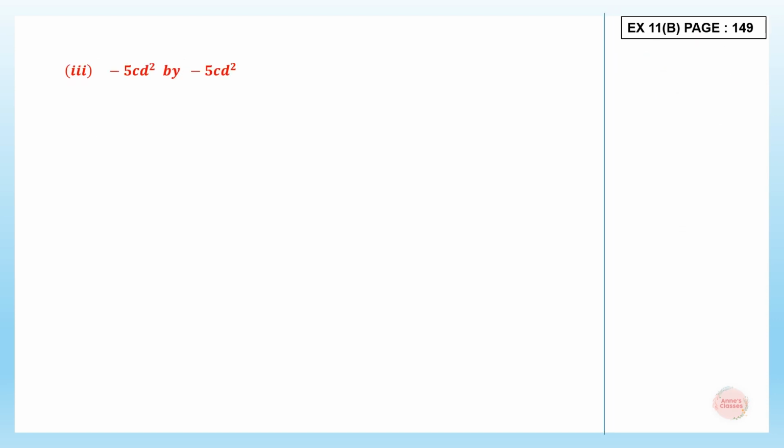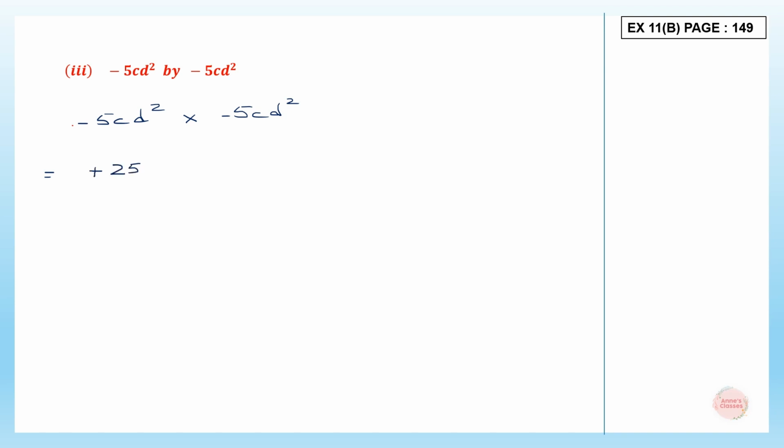Question 3, let's write that down, minus 5cd square. Multiply this by minus 5cd square. So first let's take the numerical coefficient. So let's do it here itself. So numerical coefficients are minus 5 into minus 5. Minus into minus is plus. Then the numbers, 5 5s are 25.